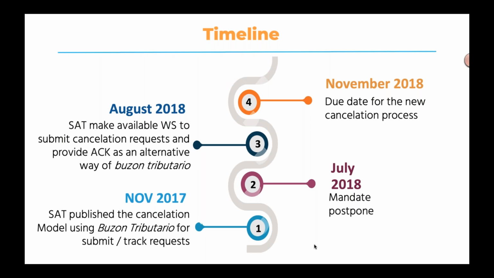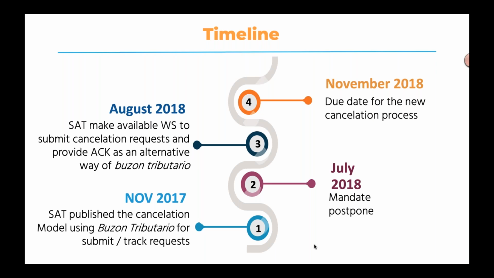And in August 2018, the state realized that they needed something to massify the process. They cannot only keep in consideration the Buzón Tributario platform, they need to offer alternatives in order to connect the way the process works. So they offer new web services for the cancellation request and for the acknowledgement, instead of using the Buzón Tributario. You can still use it. The Buzón Tributario is the original platform, and you can access it using the certificate, all the way that you probably know.